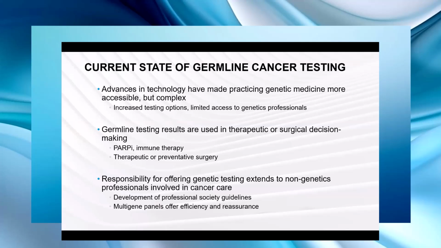The impact of germline testing has also expanded beyond risk management. For example, BRCA1 or BRCA2 pathogenic variants are now guiding therapeutic decisions. The use of PARP inhibitors has become a standard of care in the setting of metastatic breast cancer.